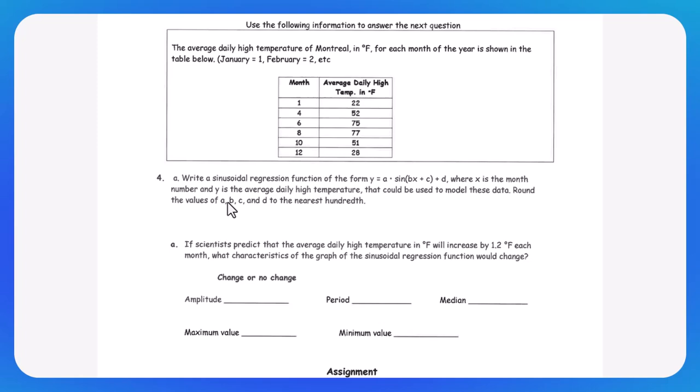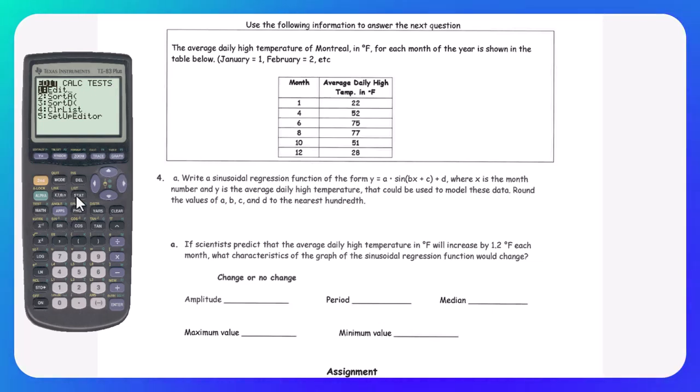So in this one here, the average daily high temperature of Montreal in degrees Fahrenheit for each month of the year is shown in the table below, where January equals 1, February equals 2, so forth and so on. So again, I want you to put this into your calculator, and come back and see how you did.